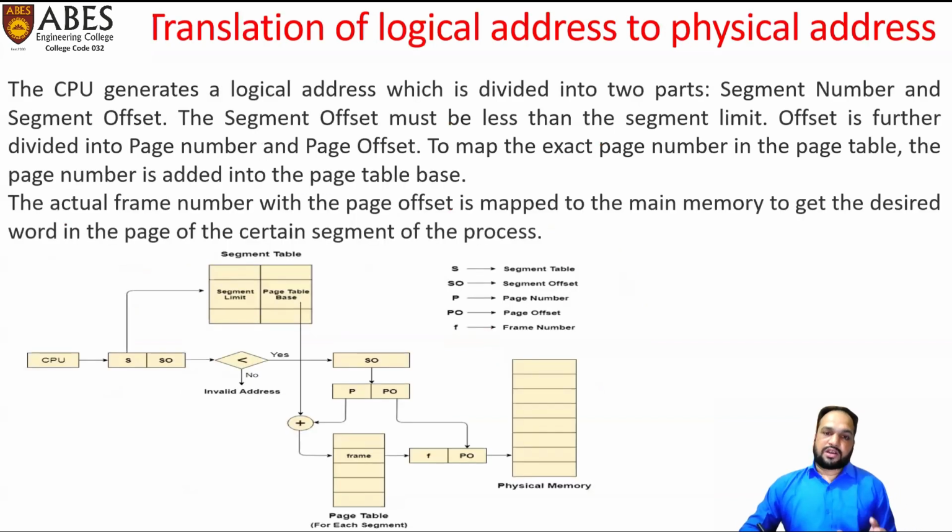Now the difficult task is to translate a logical address to a physical address, as we have multiple segment tables, multiple page tables, and multiple segments, one inside the other. How are we going to calculate that? So before calculating, one needs to understand what S is over here. S is the segment table, SO is the segment offset, P is the page number, PO is the page offset, and F is the frame number.